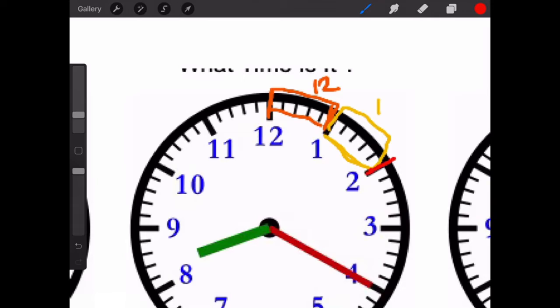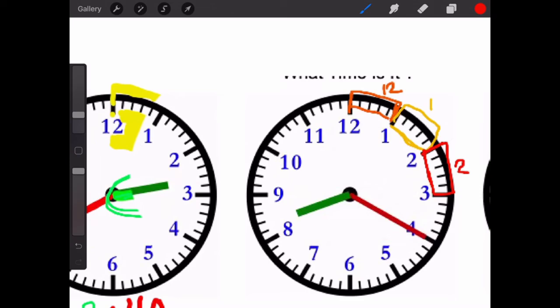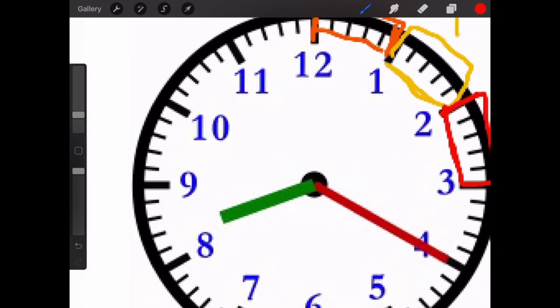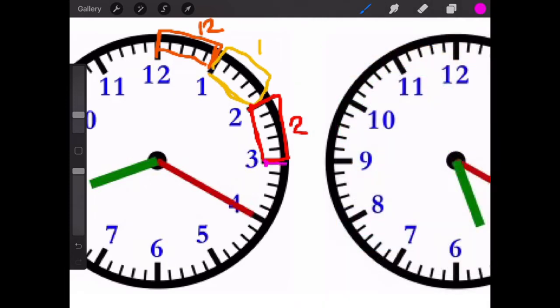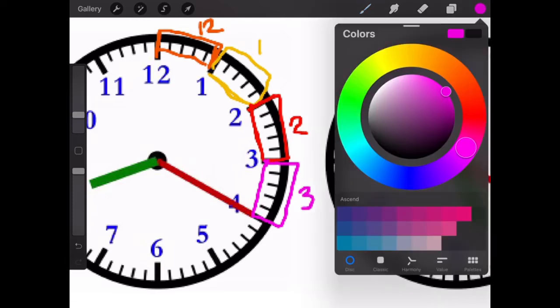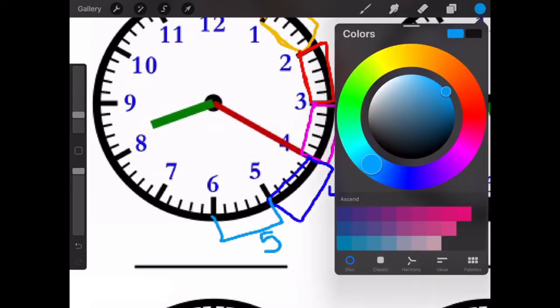And then this section right here, between the 2 and the 3, is the 2 o'clock bedroom, just like in this clock that we found the hour hand over here was pointing to the 2 o'clock hour bedroom. Now here between the 3 and the 4 is the 3 o'clock bedroom. Between the 4 and the 5 is the 4 o'clock bedroom. Between the 5 and the 6 is the 5 o'clock bedroom.